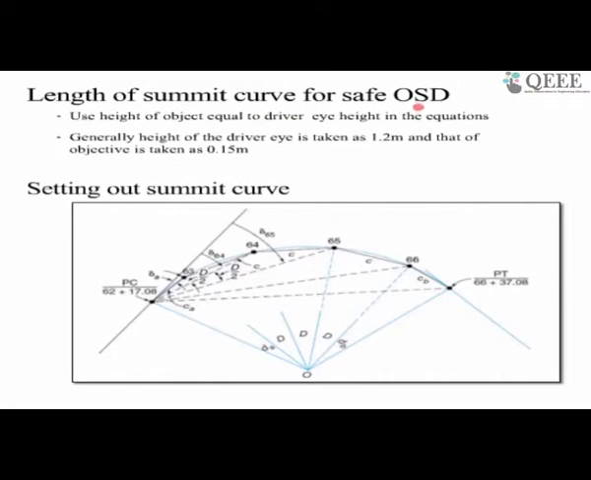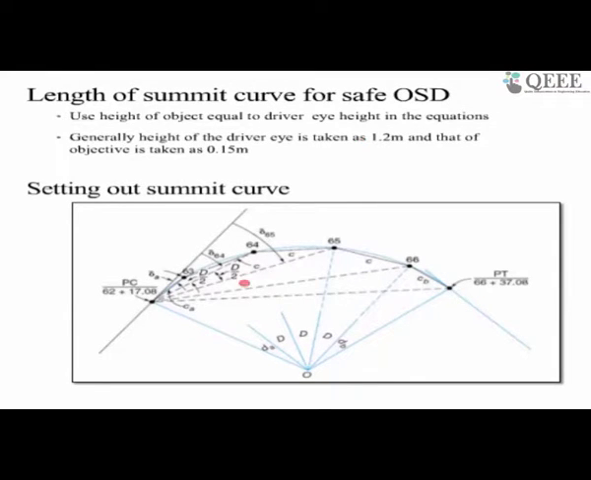When you are doing it for the overtaking sight distance, as we told you for stopping sight distance, H1 eye height is going to be 1.2 meter and you estimate the object height. But if you are doing the same design for overtaking sight distance, because you are allowing the vehicle to overtake in your summit curve, then you need to consider the height as 1.2 meter. So driver height and object height are both 1.2 meter.